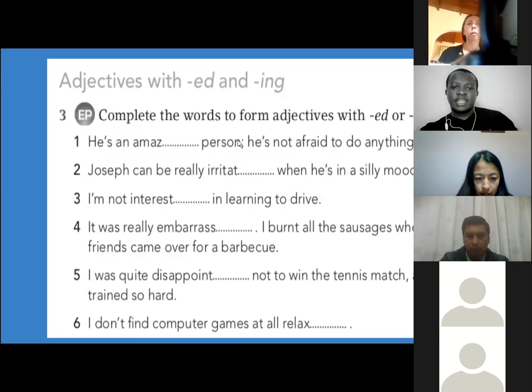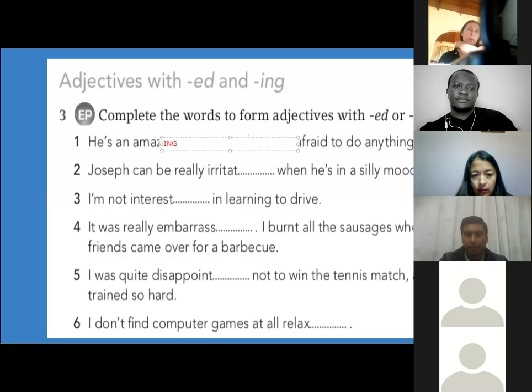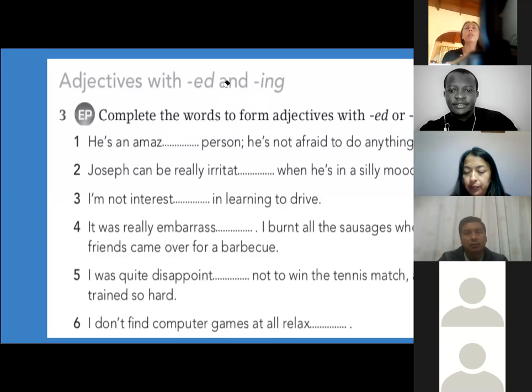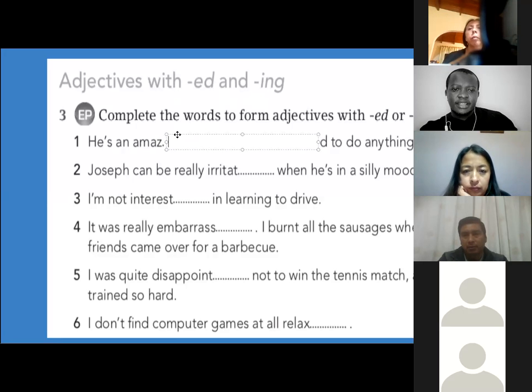He's an amazing person. He's an amazed person. ING. Do you know a justification? Because how he's feeling. How he's feeling or why? Because we are talking about that he's not afraid to do anything. It's an opinion about a person.